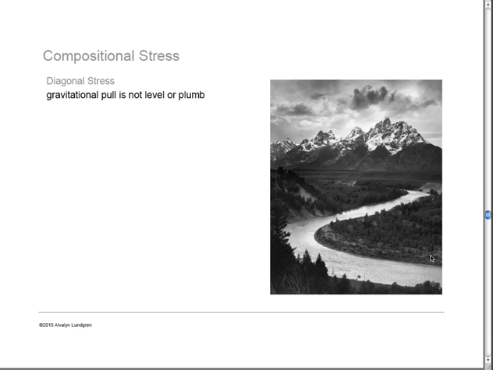So we look at the Ansel photograph. Diagonal stress becomes very obvious. There's nothing in here that is really plumb or level except for the edges, the frame of reference itself. But in relation to that frame of reference, everything else has a diagonal pull. The mountain peaks, even the sense of the horizon, or the sense of the end of the plain and where the foothills begin, is not quite level.